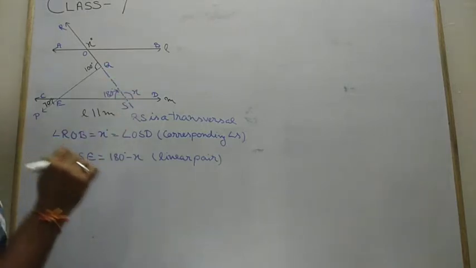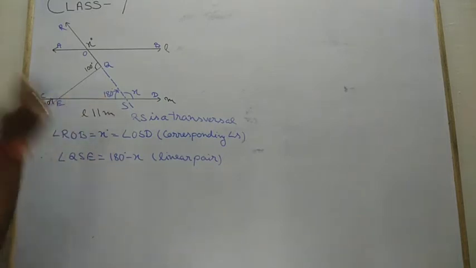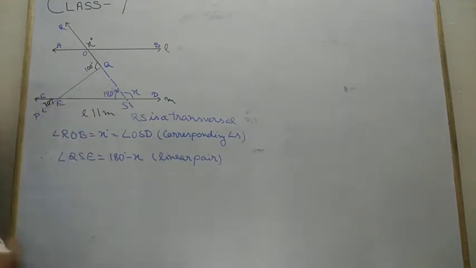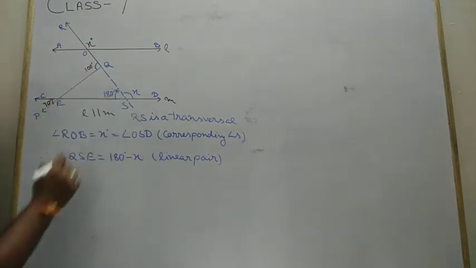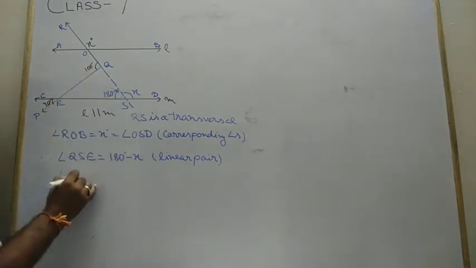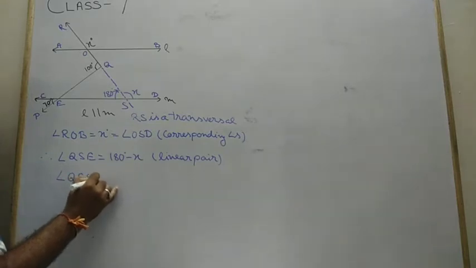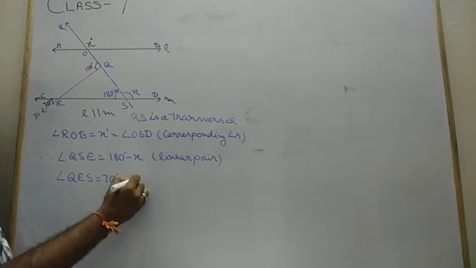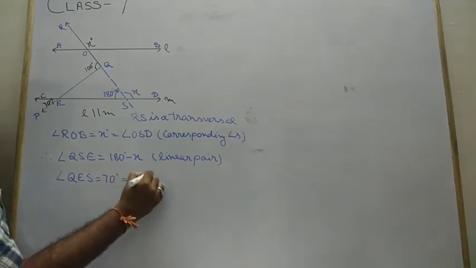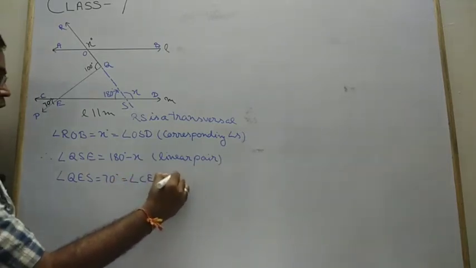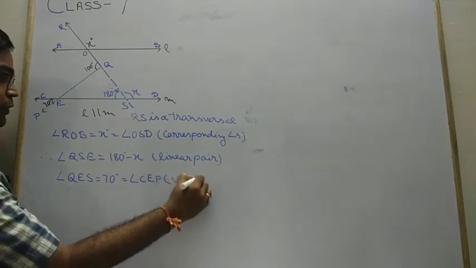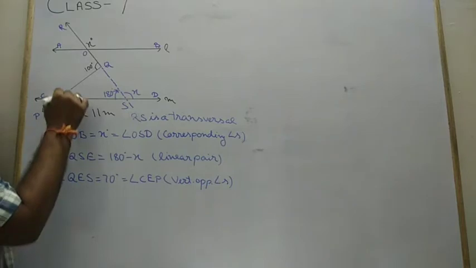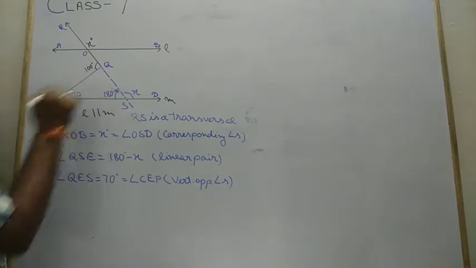Clear? Now again, my figure is a little bit small, hope you can manage it. Again we can write angle QES equals 70 degrees. Why? Because it is also equal to angle CEP. They are vertically opposite angles. So this is your 70 degrees.